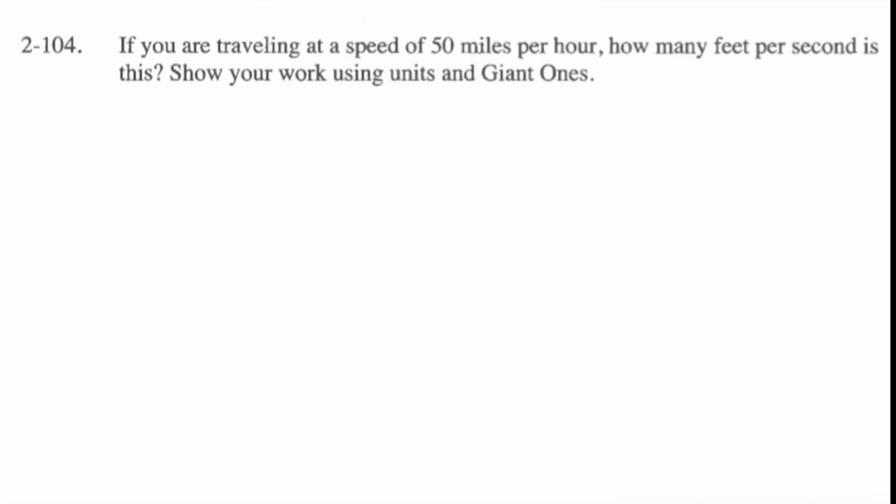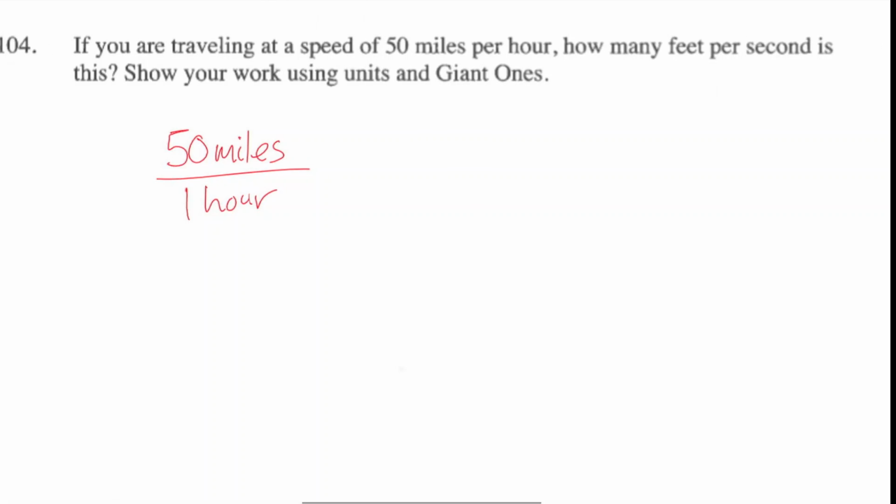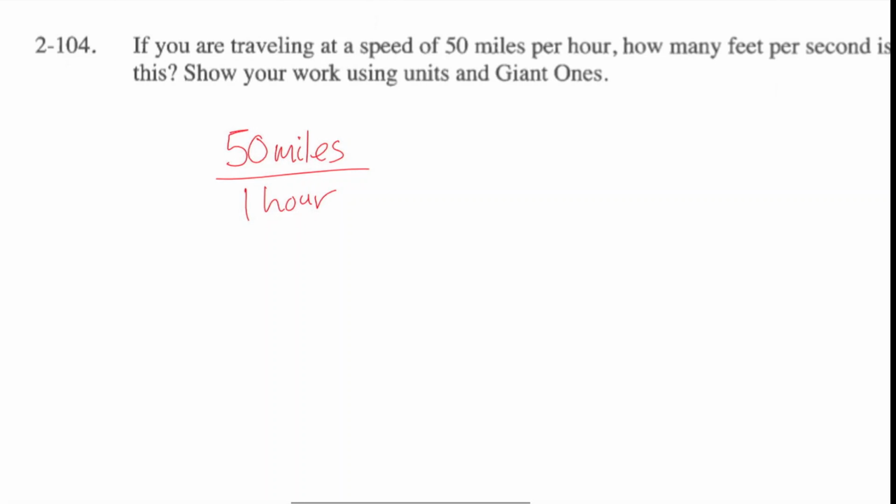So the question says, if you are traveling at a speed of 50 miles per hour, so immediately I'm thinking of a 1. And this one says that for every hour, if I want to go 50 miles, I have to drive my car, or whatever I'm traveling in, for 1 hour of my time. I can also flip that. I could say, hey, for 1 hour of time, I travel 50 miles. And it says, oh, how many feet per second is this? Oh, okay. So I've got miles per hour, and I want to convert that into feet per second.